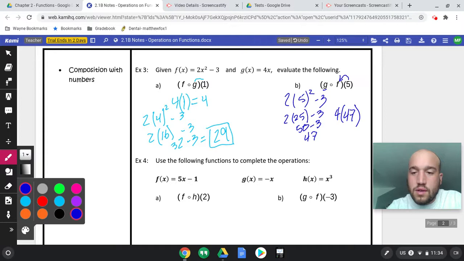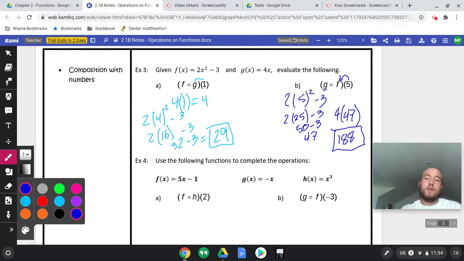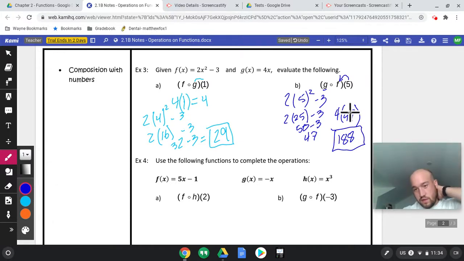So in that case, we're going to get 188. And that is our final answer. Okay, and if you can't do that stuff in your head, that's fine. Use your calculator. You all should have it pinned to the bottom. I don't mind if you use a calculator. I just want you to find the right answer.